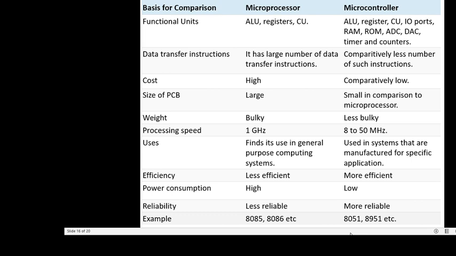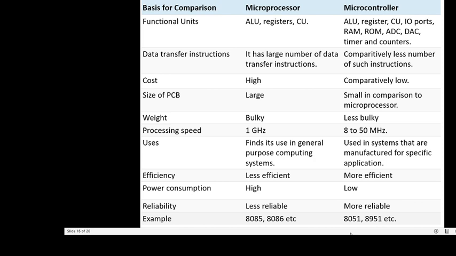Data transfer instructions are a large number of instructions in the case of the microprocessor and a smaller number of instructions in the case of the microcontroller. Now when we want to design a microprocessor system, its cost is high, but compared to that, if we want to design with a microcontroller, the cost is low. The size of the PCB is large in the case of the microprocessor compared with the microcontroller. When we talk about weight, definitely the processor is bulky as compared to the microcontroller.